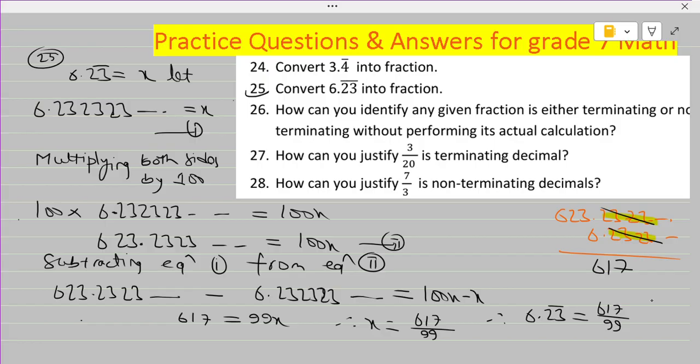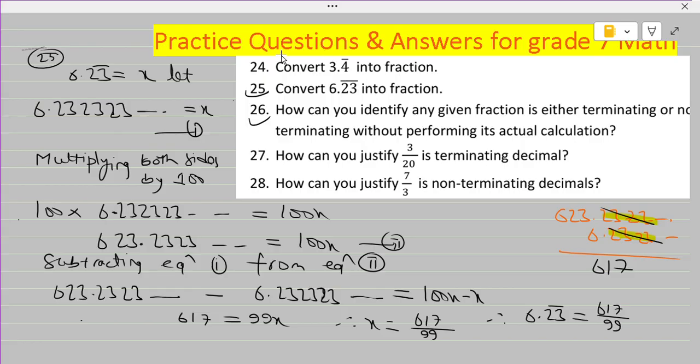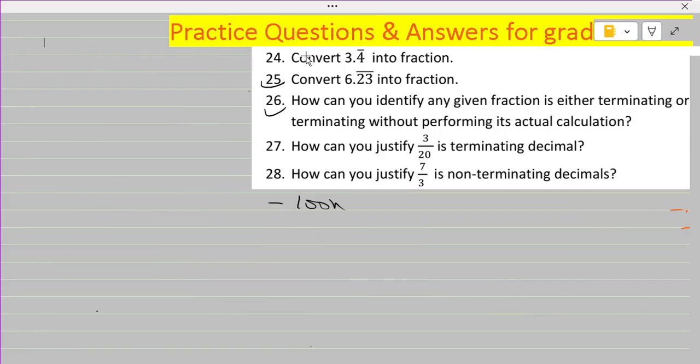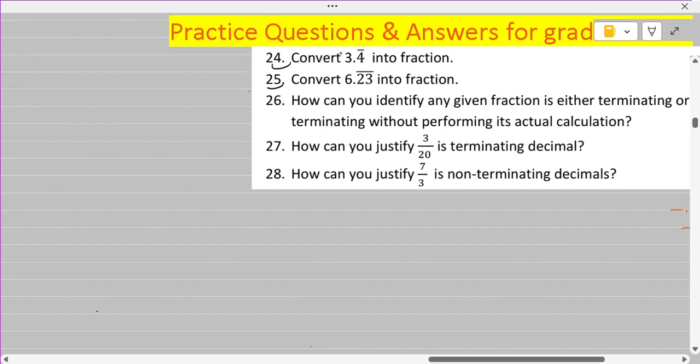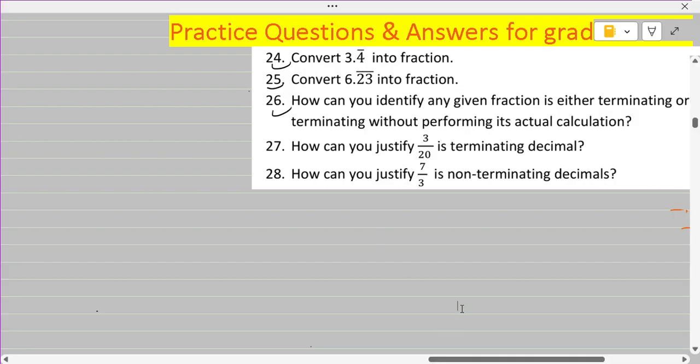Okay, so 25 I made clear, and now we go with number 26. So let's make this 25 clear first. Okay, so we've done 24, 25, now we are on 26, is it? So what's said here in 26: how can you identify any given fraction as either terminating or non-terminating without performing the actual calculation, right?